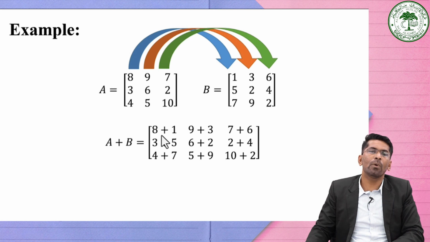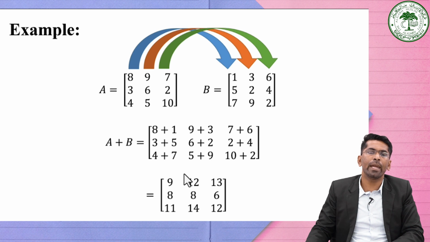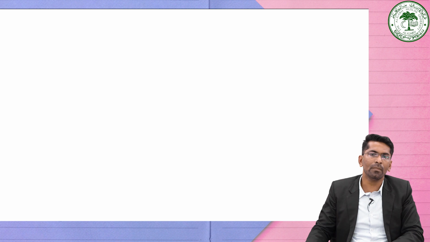So if you go for simplifying it, then it will become 8 plus 1 which is equal to 9, 9 plus 3 which is equal to 12, 7 plus 6 which is equal to 13, 3 plus 5 which is equal to 8, 6 plus 2 which is equal to 8, 2 plus 4 which is equal to 6, then 4 plus 7 which is equal to 11, 5 plus 9 which is equal to 14, 10 plus 2 which is equal to 12. So in this way you can go for adding the various elements in the given matrix.